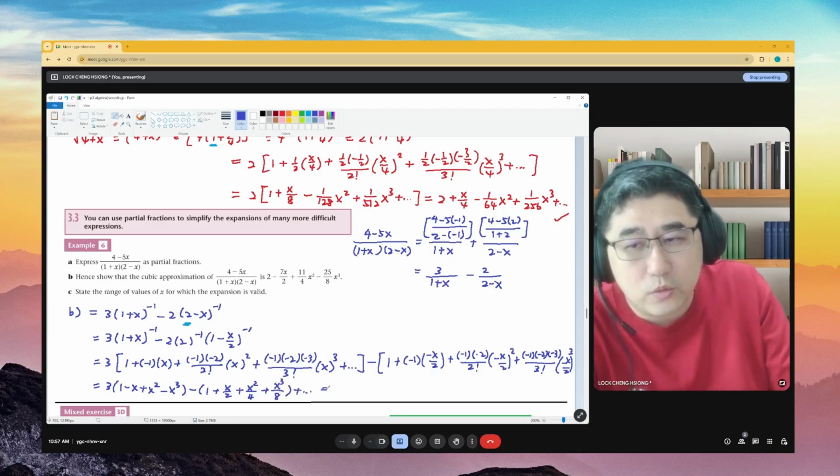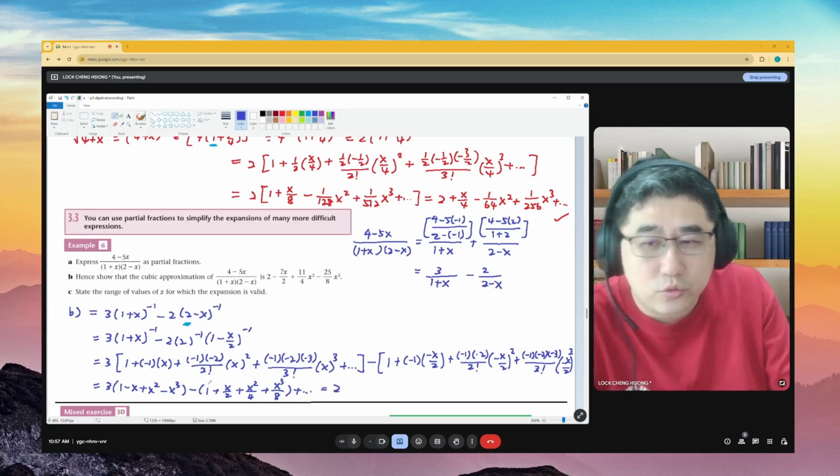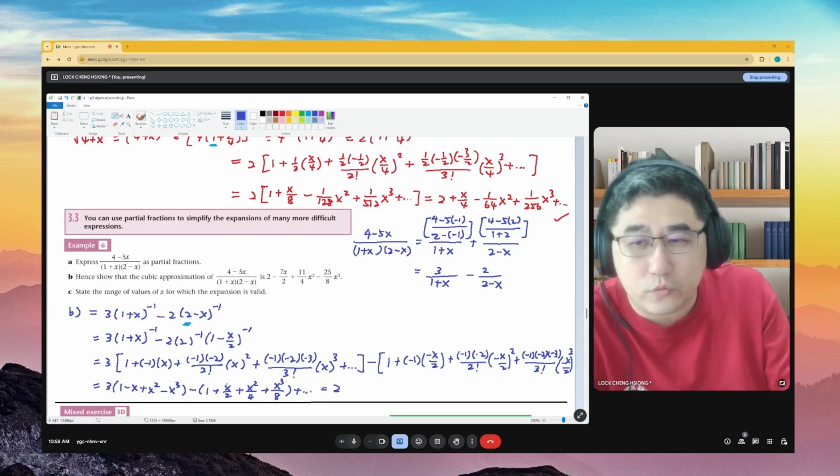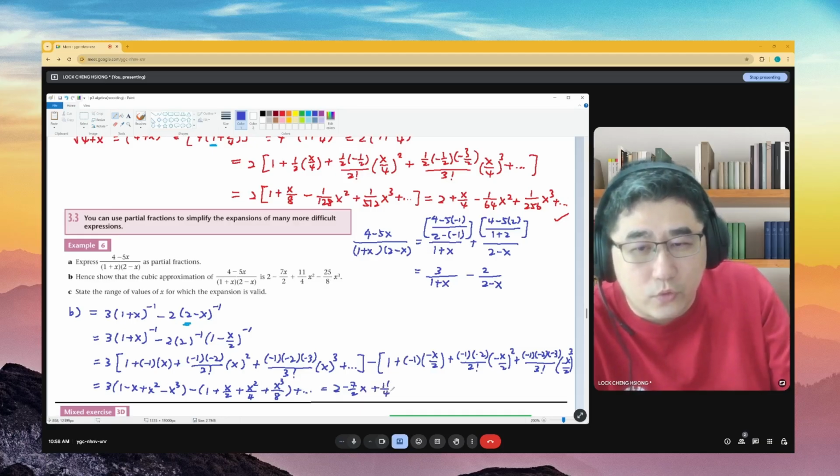So I simplify it: 3 minus 1 is 2, minus 3 minus 1 over 2, minus 7 over 2 x, plus 3 minus 1 over 4, 11 over 4 x squared, minus 3 minus 1 over 8, minus 25 over 8 x cubed.